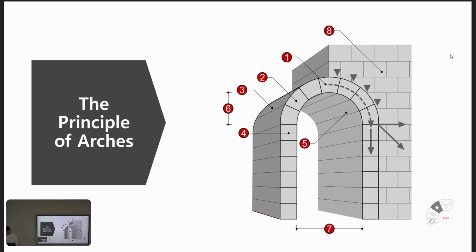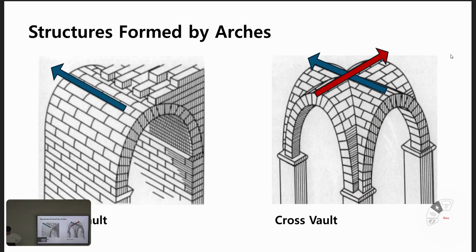I have talked about the principle of arches, and I will move on to the next point. The second point is structures formed by arches. The first one is the barrel vault. A barrel vault is a structure composed of continuous arches, so it has one direction. And the next one is a cross vault. A cross vault has arches crossing, so it has two directions.